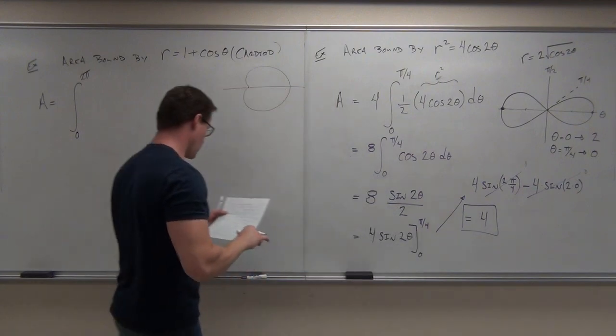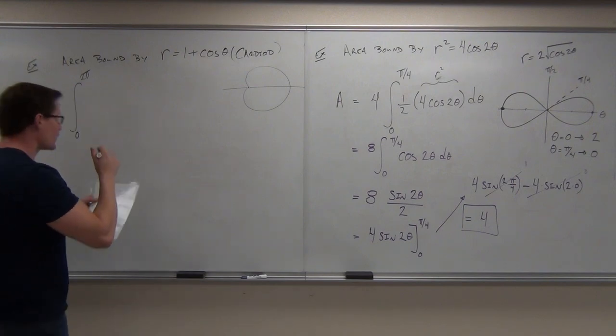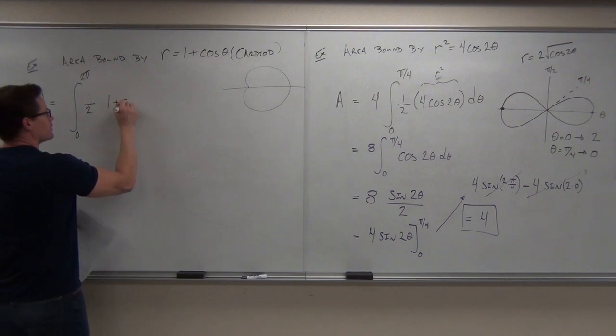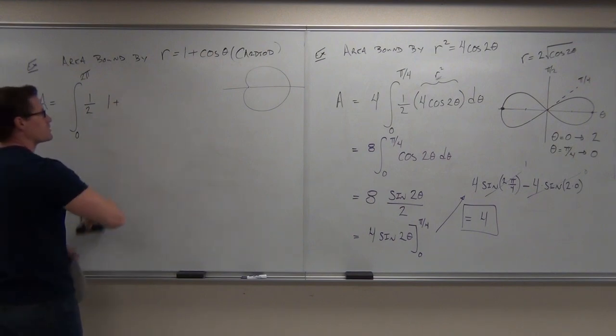Let's do the formula. What would be inside of there? 1 half. Okay, the 1 half is there. Very good. And then what? 1 plus cosine quantity squared. Where are we getting the 1 plus cosine theta from? R.